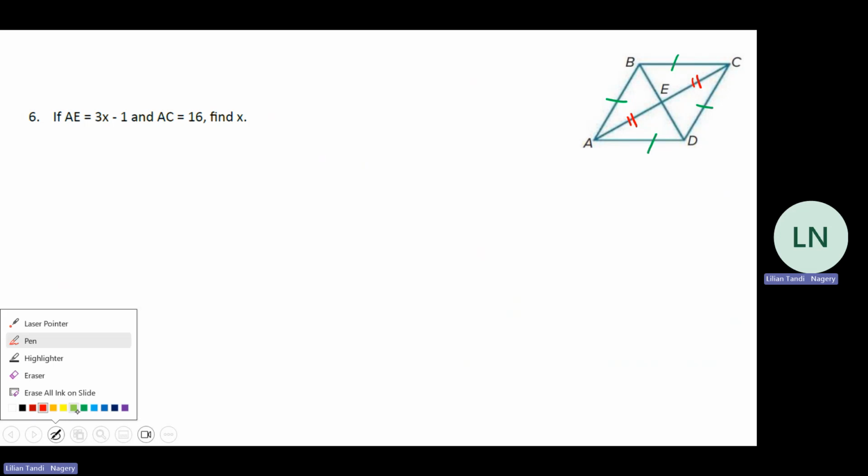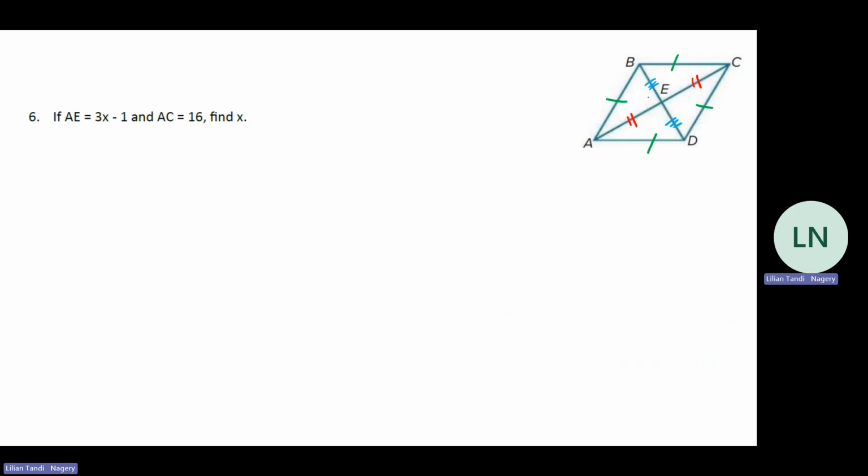We also know this is the same as that. And we know that this is 90 degrees, 90 degrees, 90 degrees. Okay. So AE, which is up to here, is this. And AC is up to here, the whole line, the whole diagonal. So we know that AC is made up of 2AE. And AC is 16, and AE is 2, 3x minus 1.